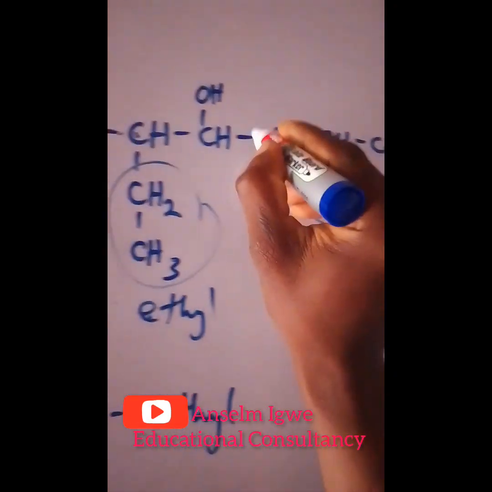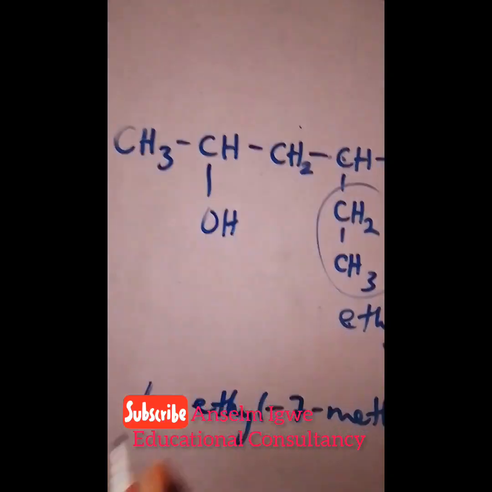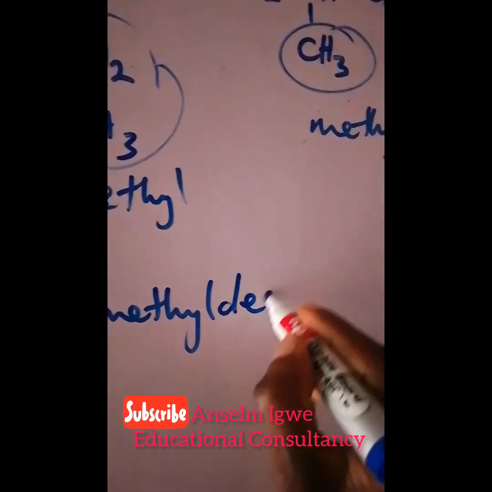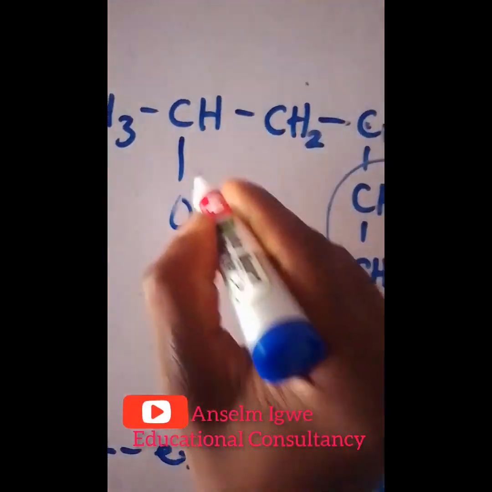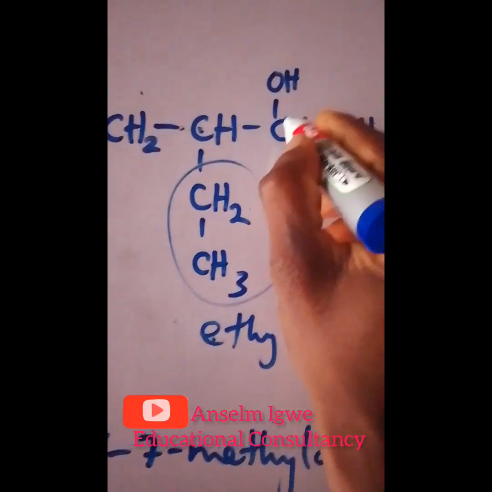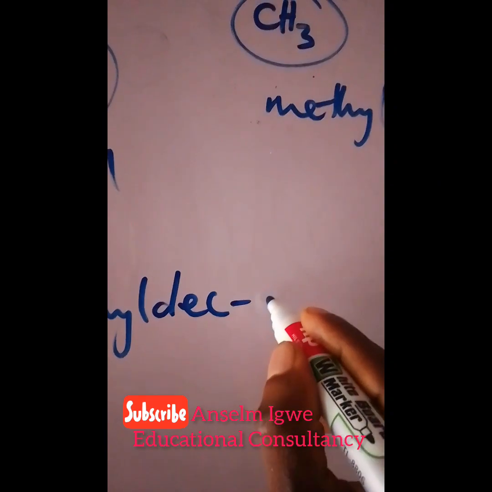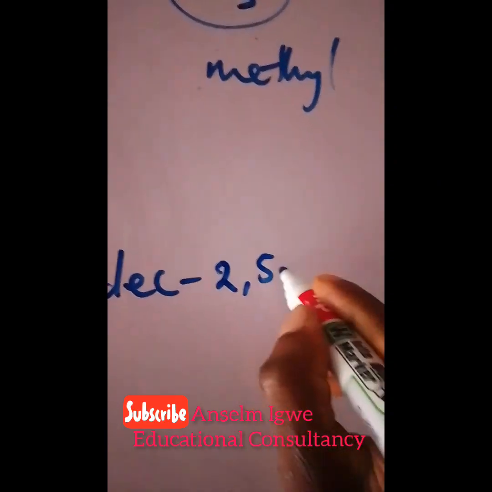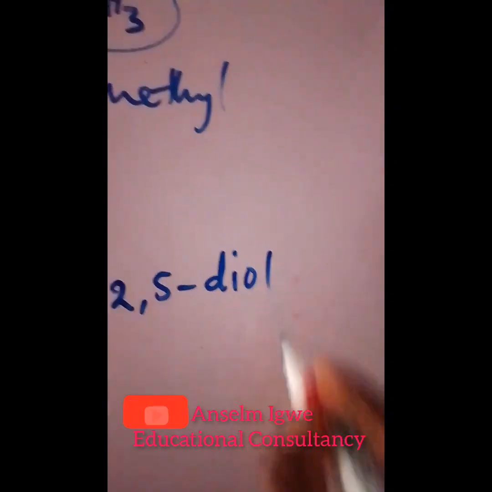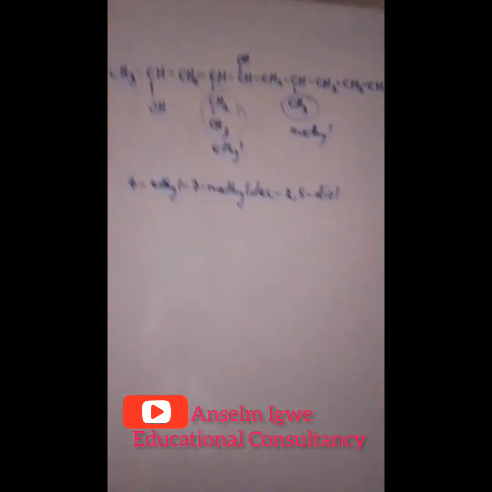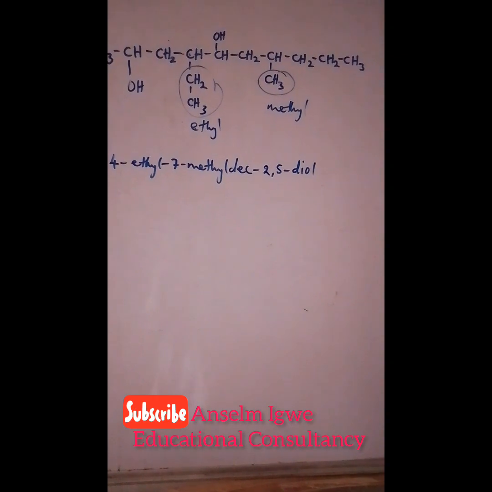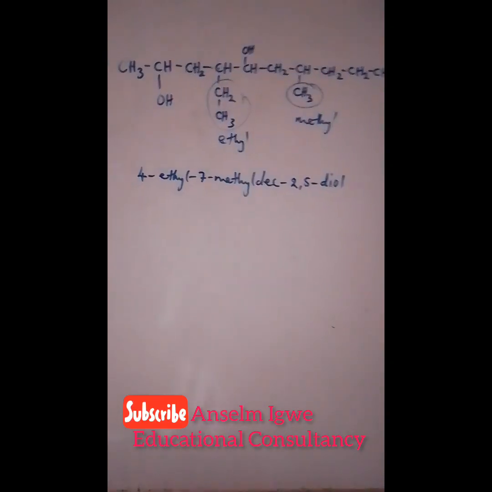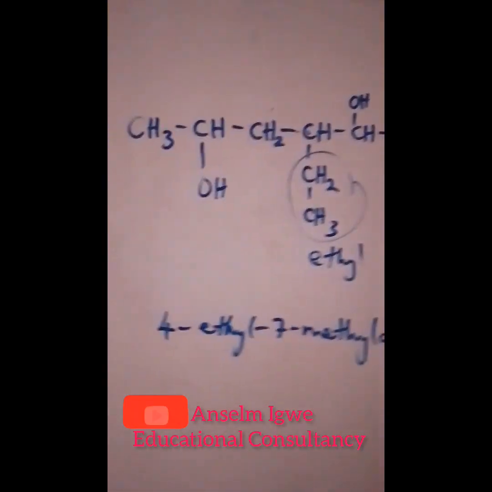1, 2, 3, 4, 5, 6, 7, 8, 9, 10. That is dec. Dec 1, 2. Second carbon has OH. 3, 4, 5. And fifth carbon has OH. That is 2,5-diol. So that is the molecule. 4-ethyl, 7-methyl, 2,5-diol. So we can use skeletal formula on this.